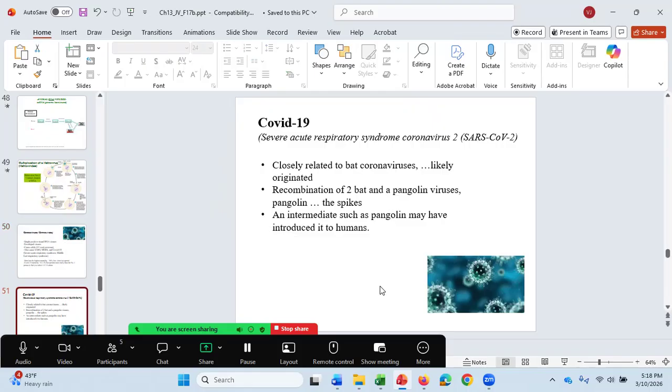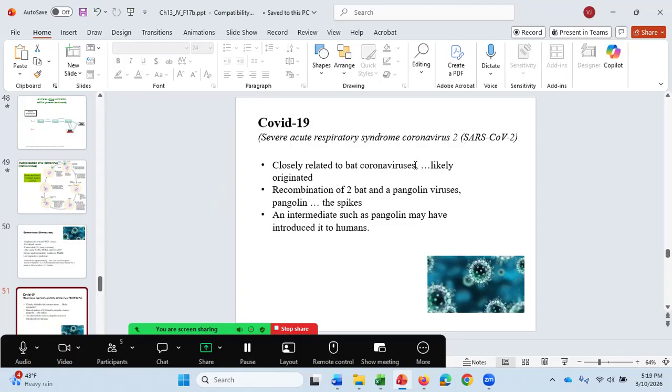All right. COVID-19 actually does have a scientific name. It's called Severe Acute Respiratory Syndrome Coronavirus 2, or SARS-CoV-2. However, that name is so close to SARS that even scientists tend to call it COVID-19 rather than SARS-CoV-2. COVID-19 is closely related to bat coronavirus and likely originated from two bat coronaviruses that recombined and a pangolin coronavirus.